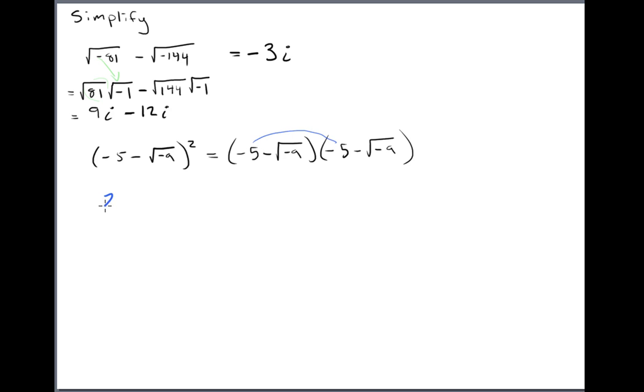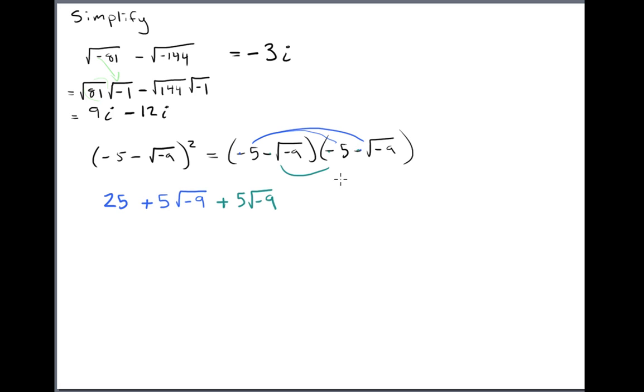Negative 5 times negative 5 is going to be a positive 25. Negative 5 times negative square root of negative 9. So that's minus 5 times the square root of negative 9. So that's a negative times a negative. Gosh, sign errors everywhere. Positive 5 times the square root of negative 9. Whew, signs almost got me that time. Negative times negative here, so this is going to be a plus 5 square roots of negative 9.